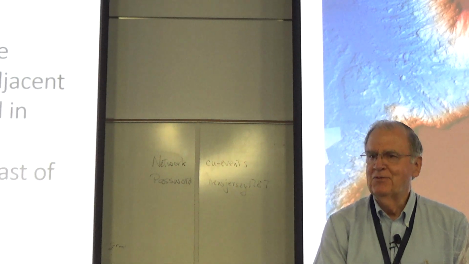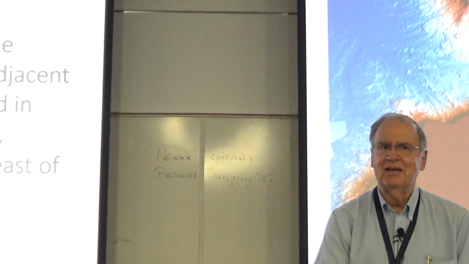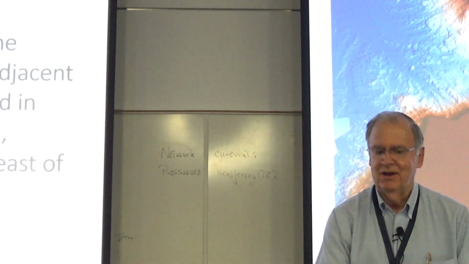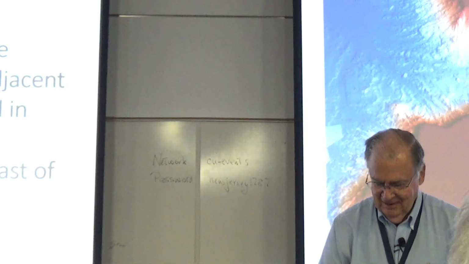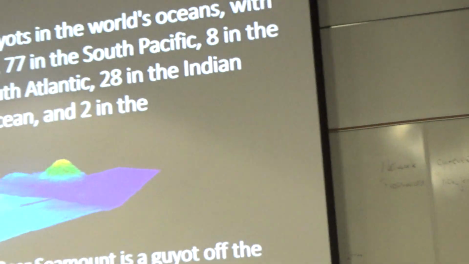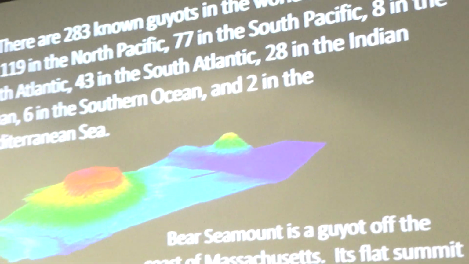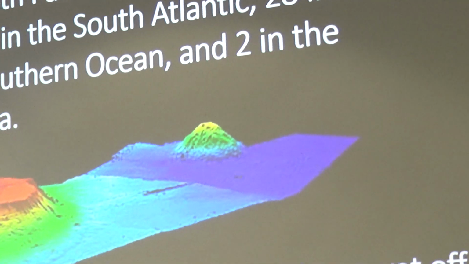Happened during the flood. And this is right near the end of the flood. So you have intense activity going on this far into the flood, documented right here in this example. And there are close to 300 guyots that have been identified in the world's oceans.